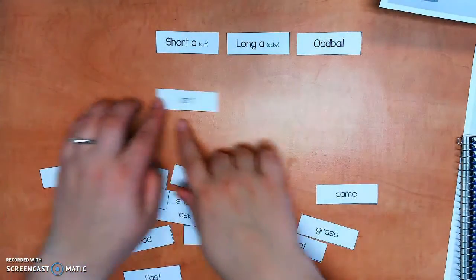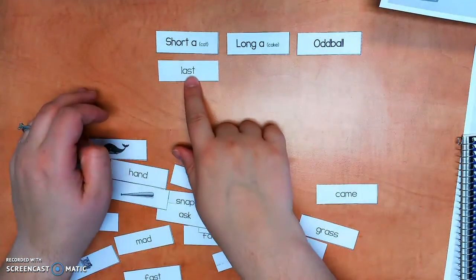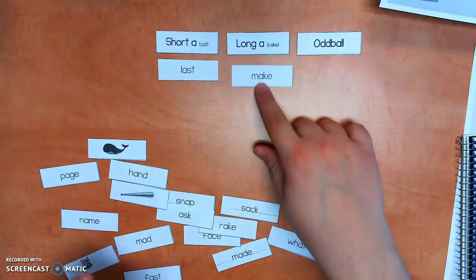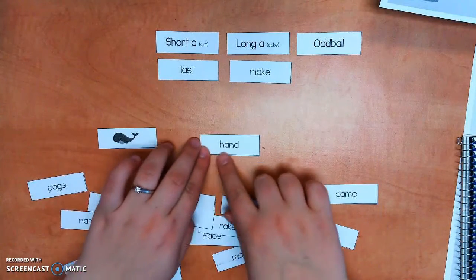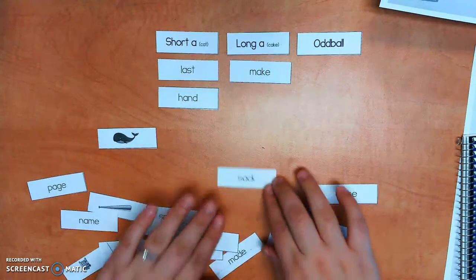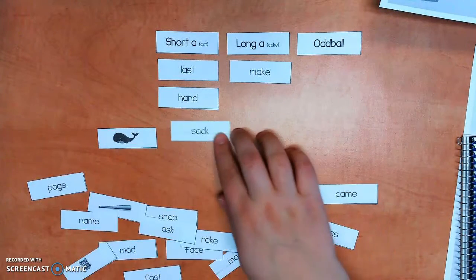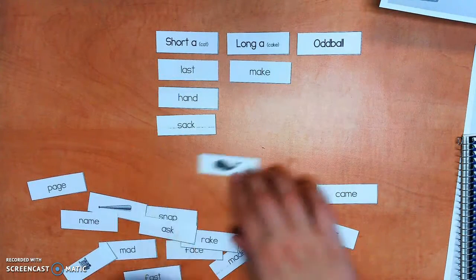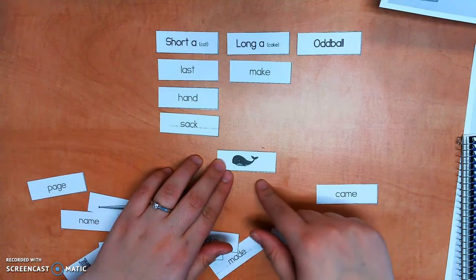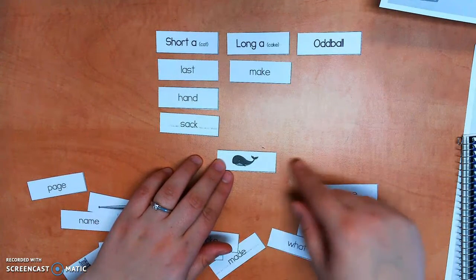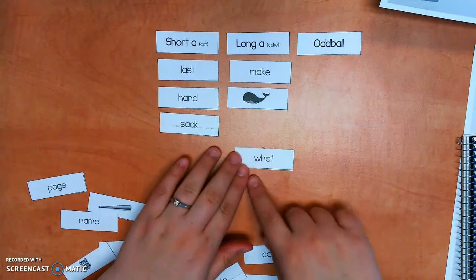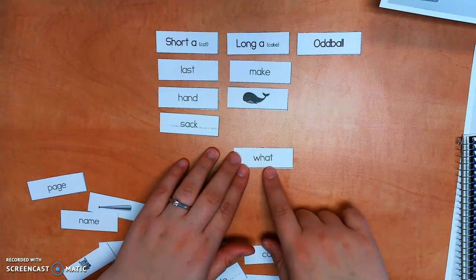So here's last, short A. Make, long A. Okay. Hand, short A. Sack, short A. Okay, here's a picture. This is a whale, a whale.